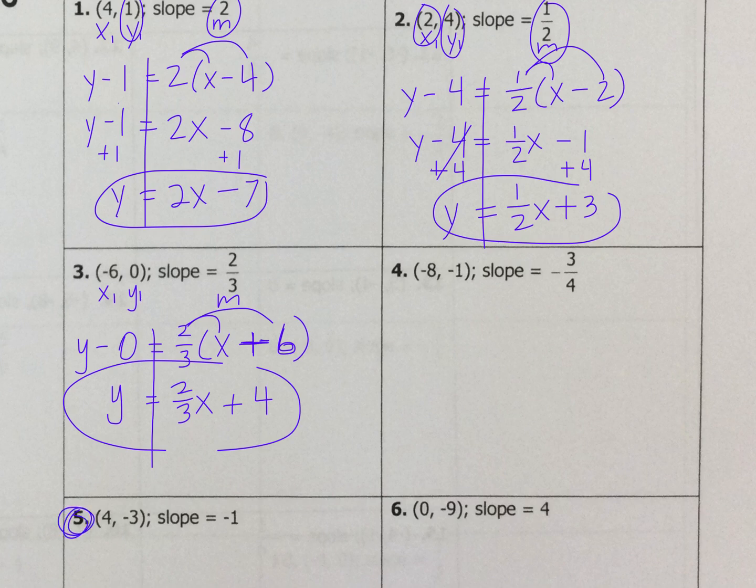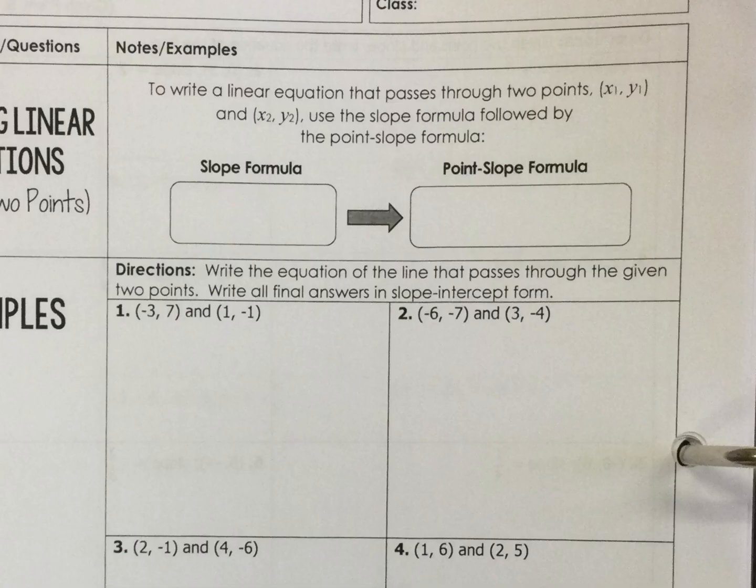When you are done, let's flip over to page 35. All right, page 35 is the same thing. We're just adding an extra layer. First, we have to have our slope formula, y2 minus y1 over x2 minus x1. And then we do our point slope formula, y minus y1 equals m(x minus x1).